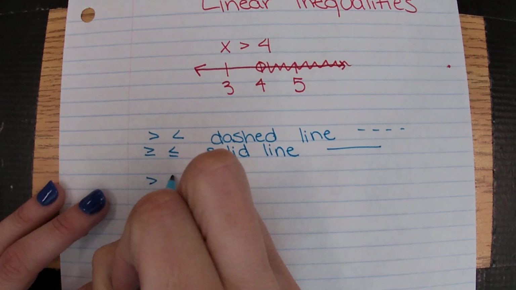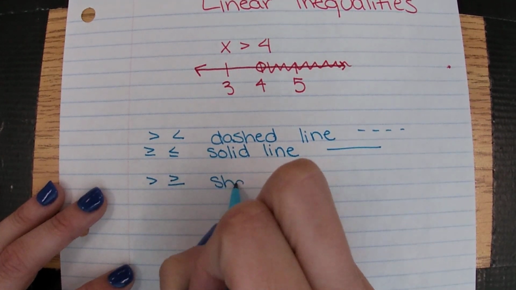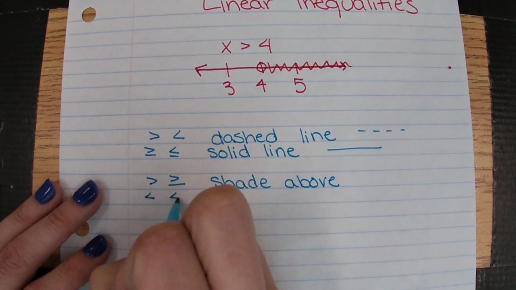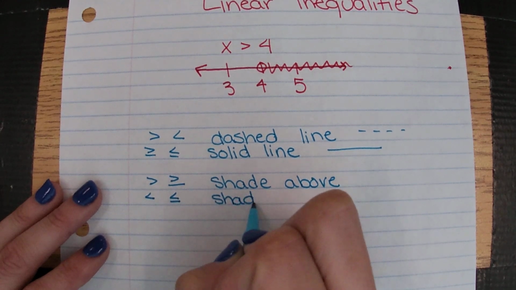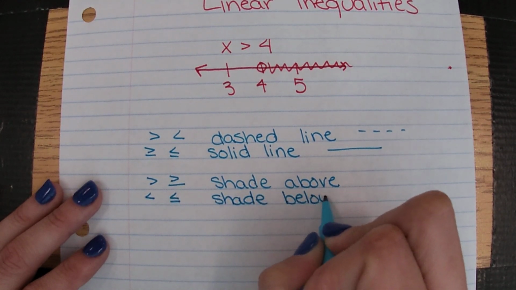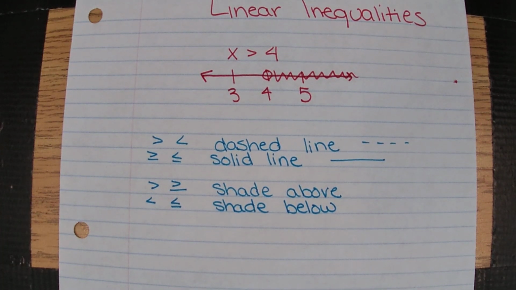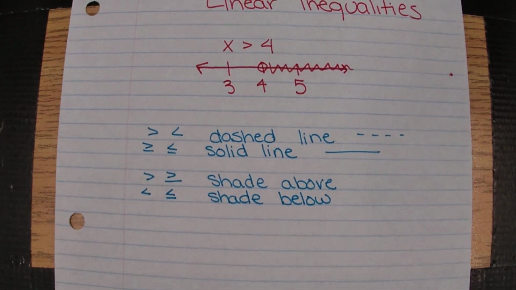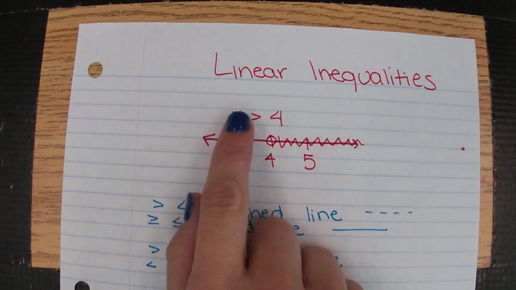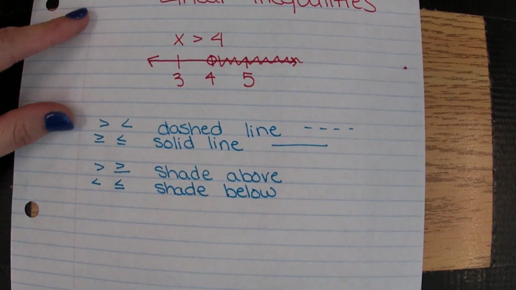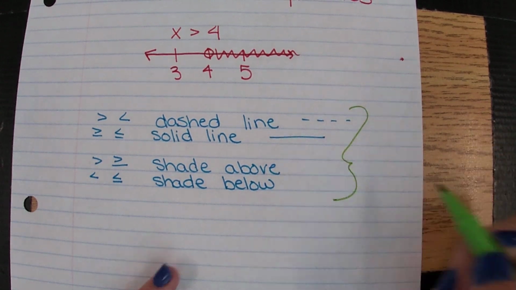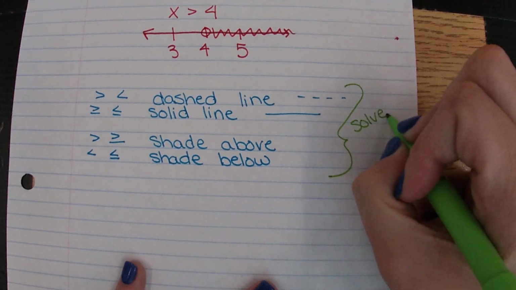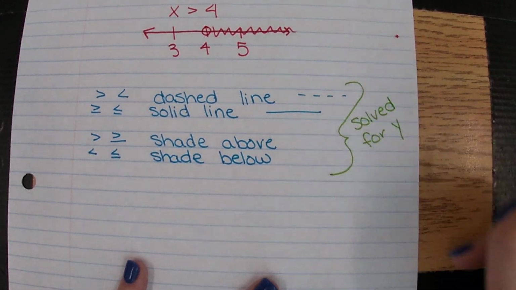Okay, and if we are greater than or equal to, we are going to shade above. And if we are less than or equal to, we are going to shade below. So if you were remembering, less than is left, in this case, less than is lower. Now, just like before, we couldn't graph these up here unless our variable was first. We have a very similar idea down here, except instead of it being first, we have two variables. We're going to have to be solved for y. These rules only work if we are solved for y.